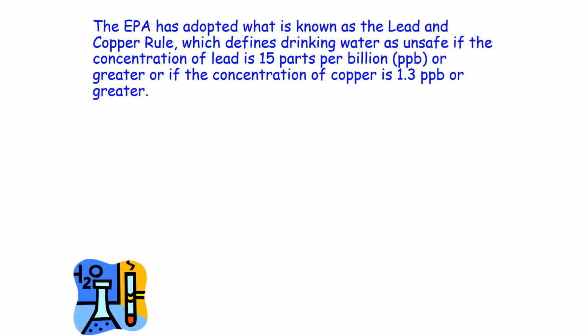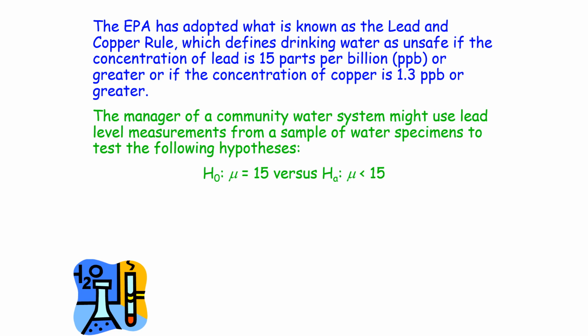Let's look at an example. So the EPA has adopted what is known as the lead and copper rule, which defines drinking water as unsafe if the concentration of lead is 15 parts per billion or greater, or if the concentration of copper is 1.3 parts per billion or greater. So the manager of a community water system might use lead level measurements from a sample of water specimens to test the following hypotheses. Our null hypothesis is that the mean equals 15 versus the alternative hypothesis that the mean is less than 15.